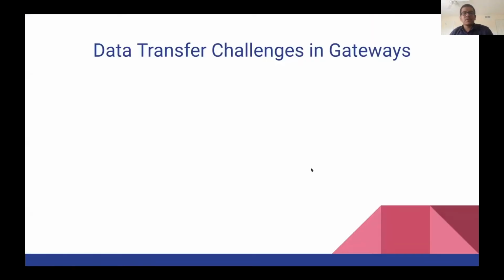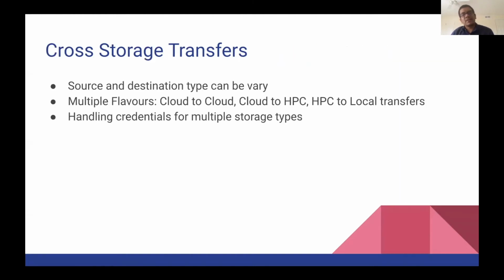So before going into the product details, I would like to go over some of the challenges we have seen, specifically in the file transfer scenarios in gateways. The first one is cross storage transfers. You might have different storage types, and then how do we do the protocol matching and the protocol translation between different storage types when you are transferring data to a gateway?